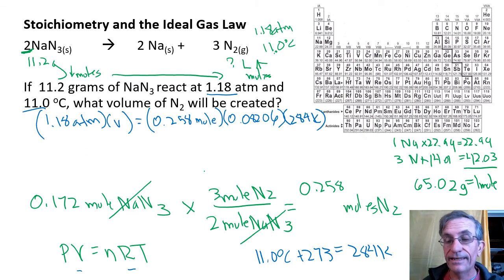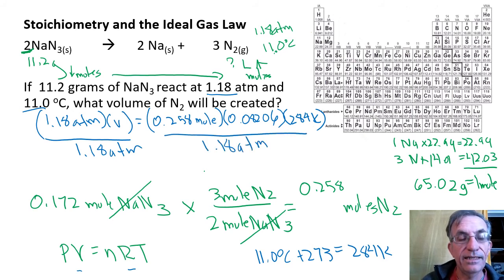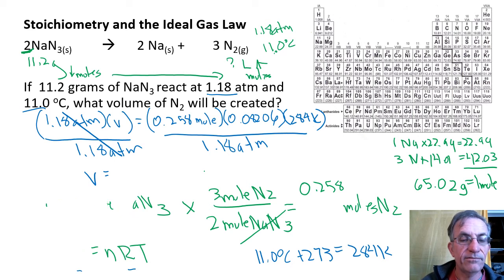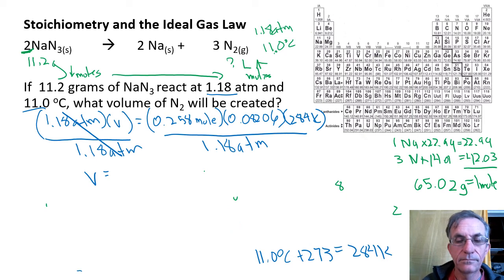Now we just have to solve for V. To solve for V, we need to divide, don't we? Divide by what? You're going to divide by 1.18, because that's going to make that cancel out on the left. And what you're going to end up with is this. I have to erase a little bit more. We're done with this part that was earlier. So this is what you would get.